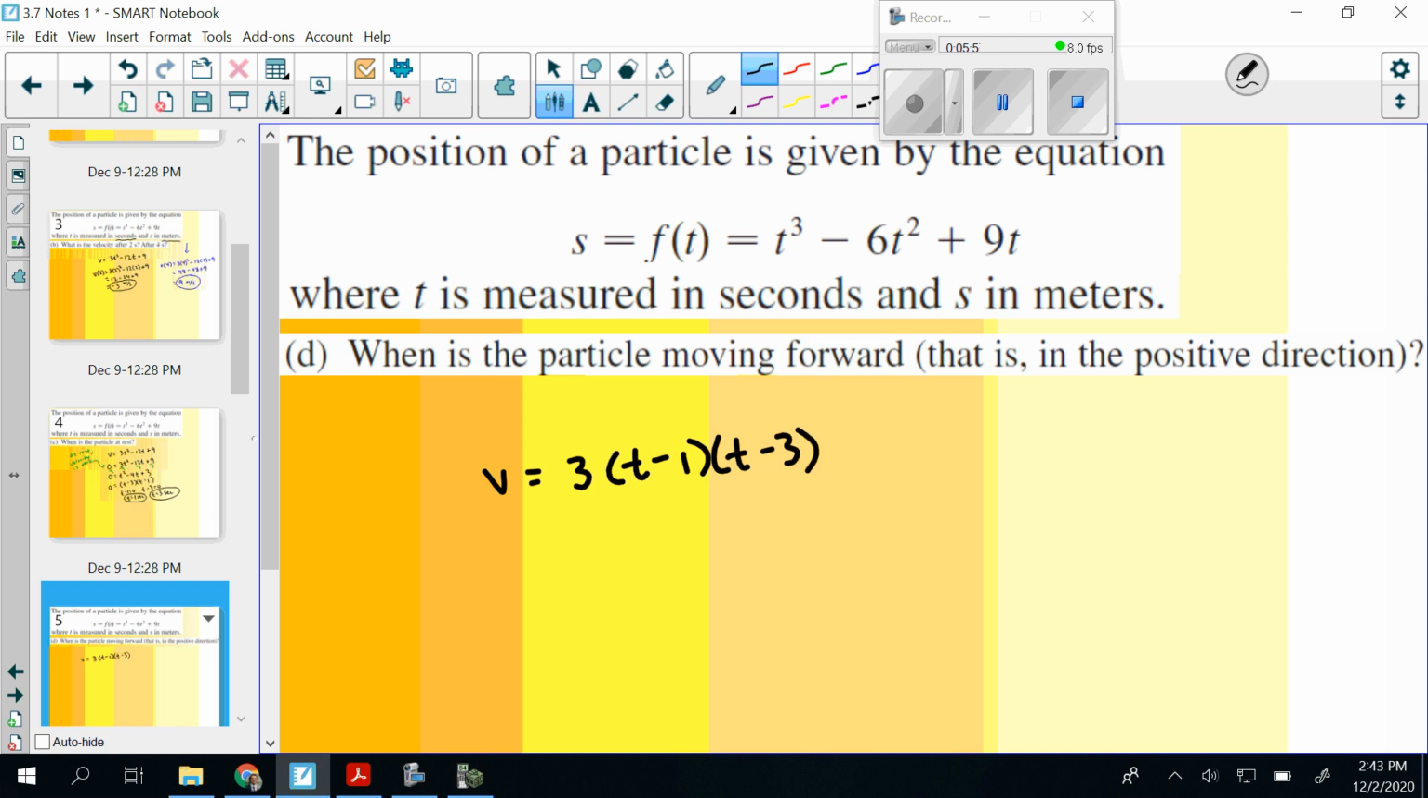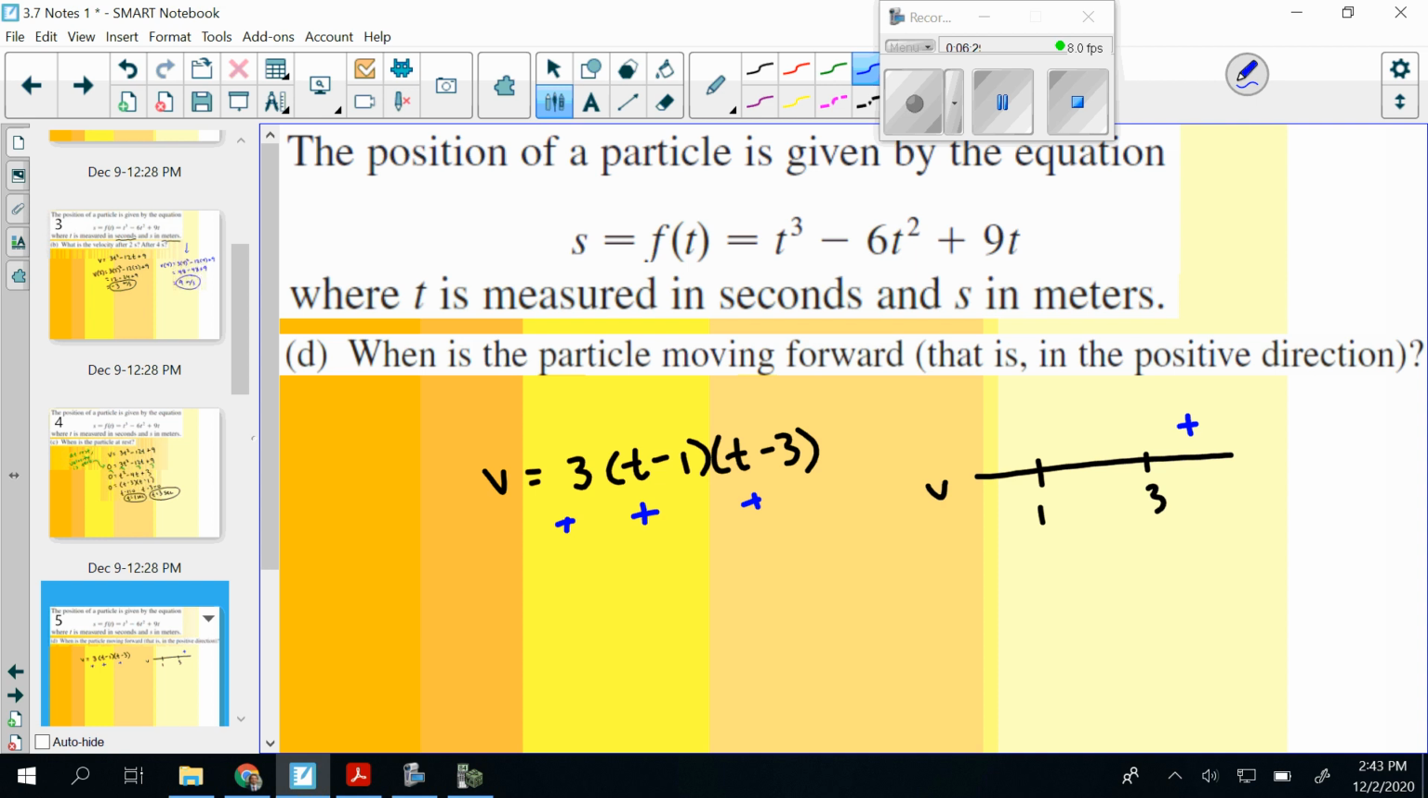If we make a little diagram here, we know at 1 and 3 seconds it's at rest. So what's it doing in between and outside of those? Let's put in some test points. What if we put in 4 for the time? At a time of 4, this is going to come out positive. 4 minus 3 is 1. 4 minus 1 is positive 3. Our 3 is positive. If we multiply 3 positives, it's moving in the positive direction anytime after 3 seconds.